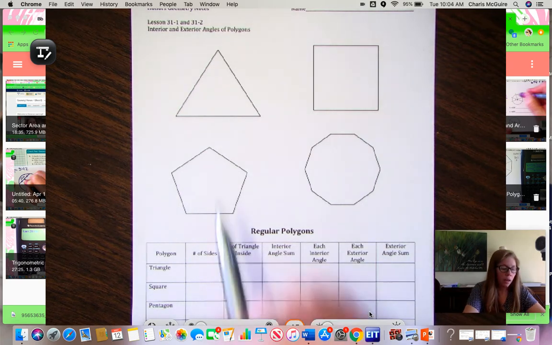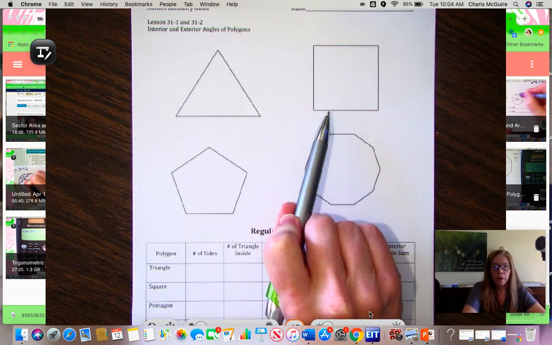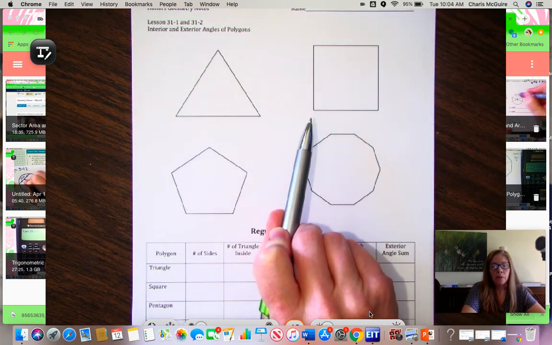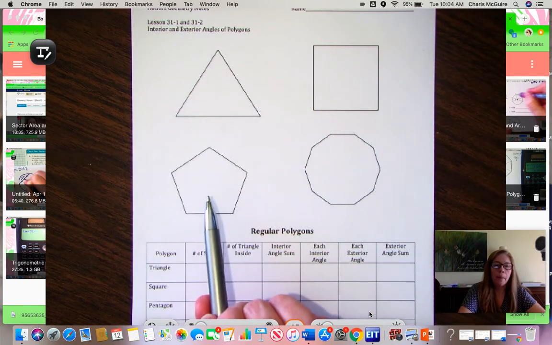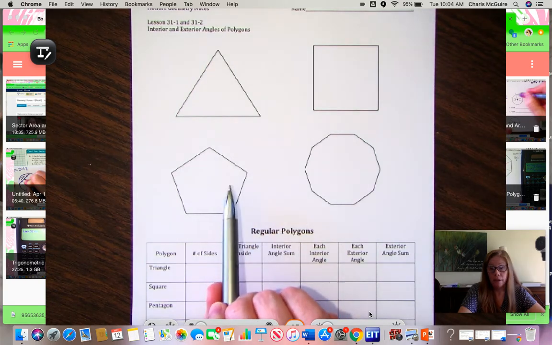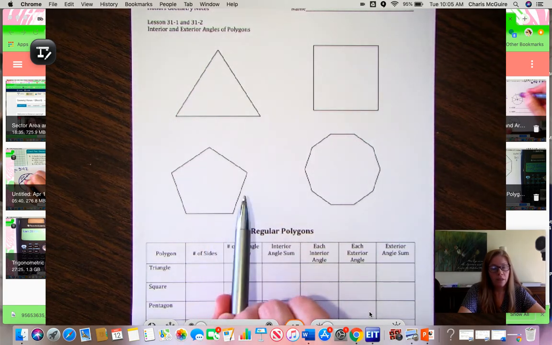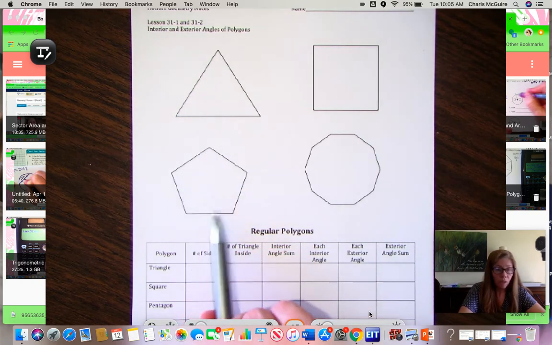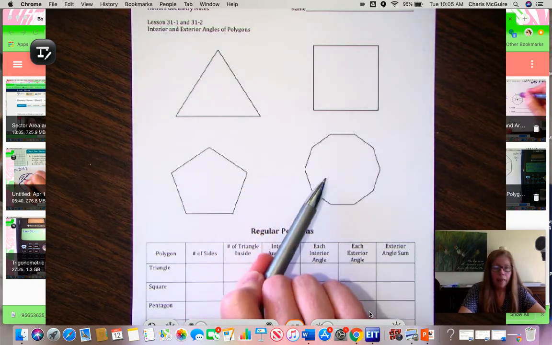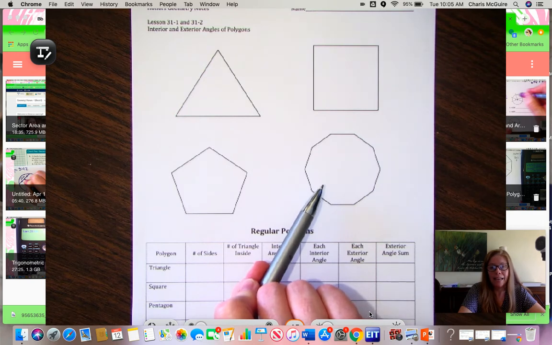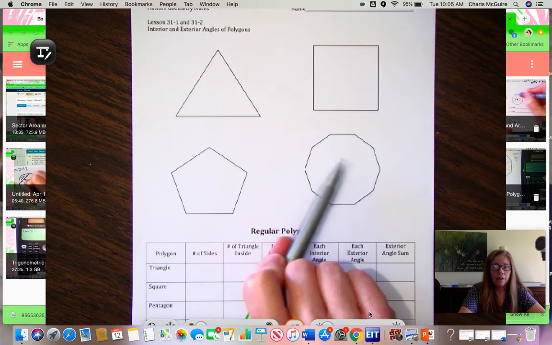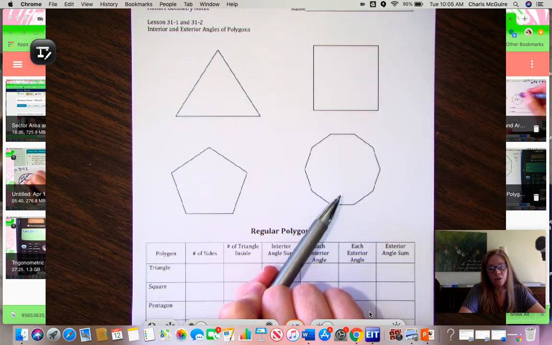So we've got a triangle and a square, which you're super familiar with. We're going to start with these two, and then build on those ideas with a pentagon, 5-sided. This is a very nice looking pentagon because all the angles are congruent and all the sides are the same length. And then we have a decagon, 10 sides, like deca means 10. So this is a 10-sided polygon, and again, all the sides are congruent and all the angles are congruent.